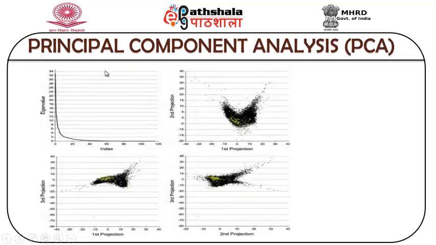This is an example data set wherein the principal component analysis is applied over the data set to get various principal components. So, we have the first projection and the second. In the next figure we have the first and the third projection, and in the fourth figure we have the second projection as well as the third projection. The first figure represents the index value with respect to the eigenvalues.